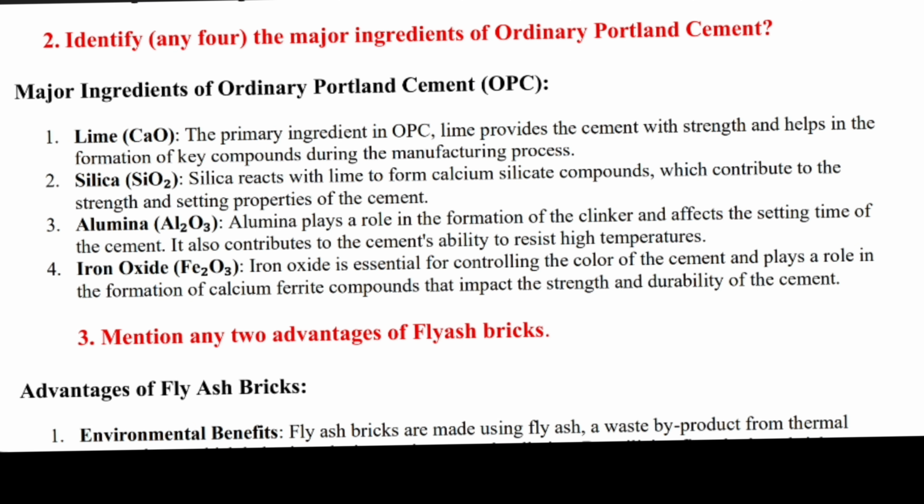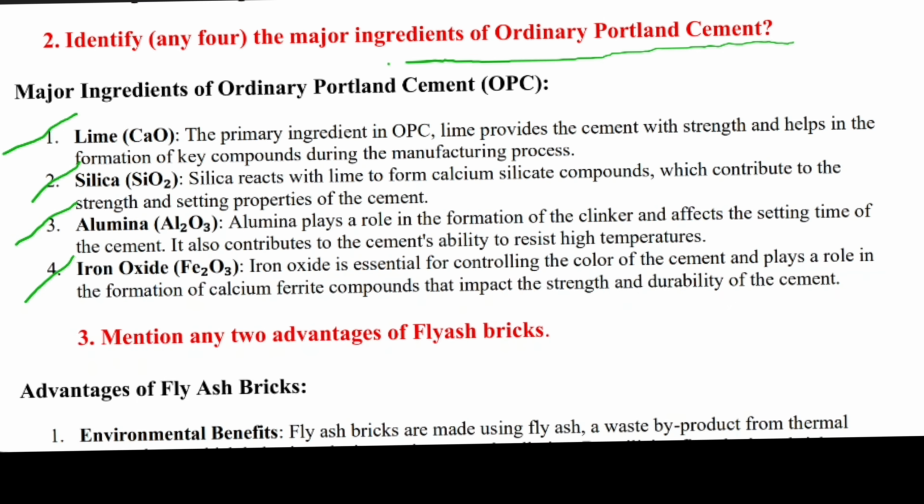Next is: identify any 4 major ingredients of ordinary Portland cement. You just mention the materials required for ordinary Portland cement. One is lime, the second is silica, the third is alumina, and the fourth is iron oxide. These 4 names you can write for 2 marks.